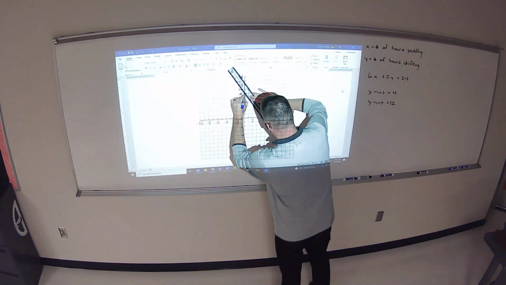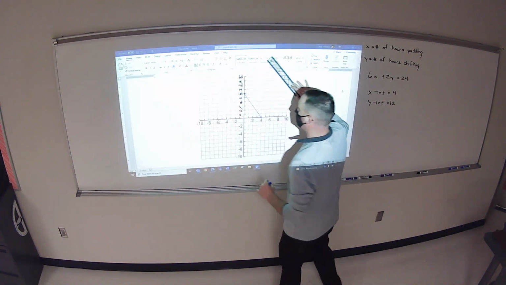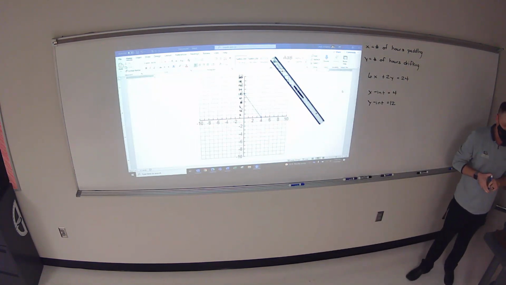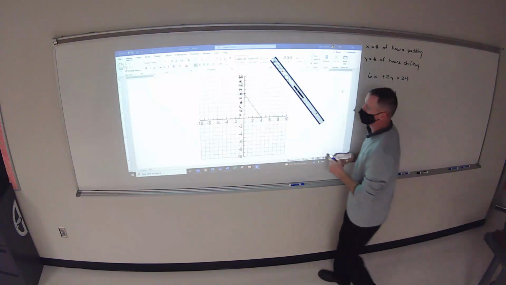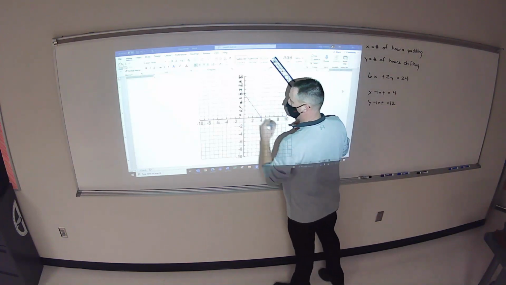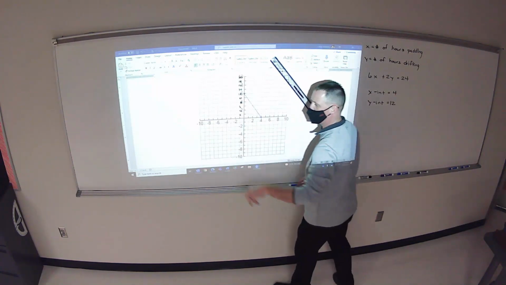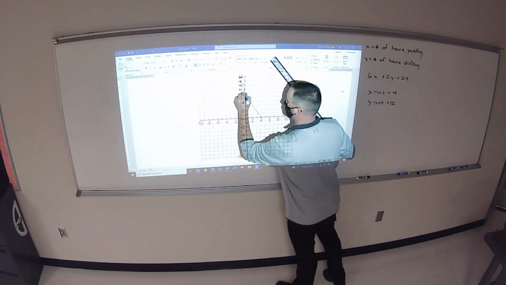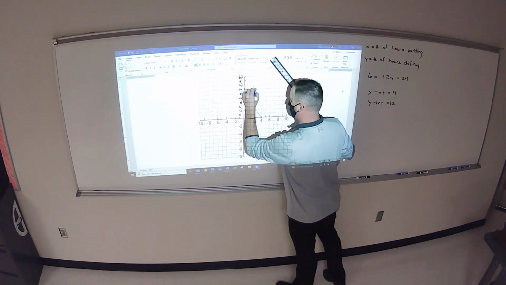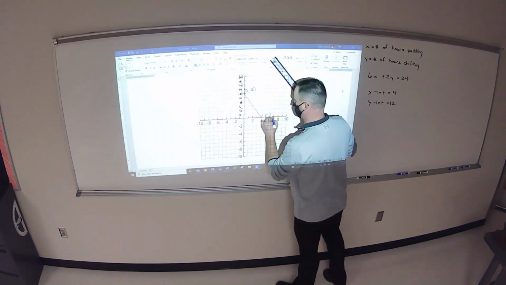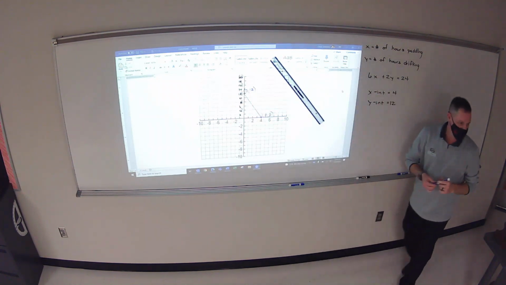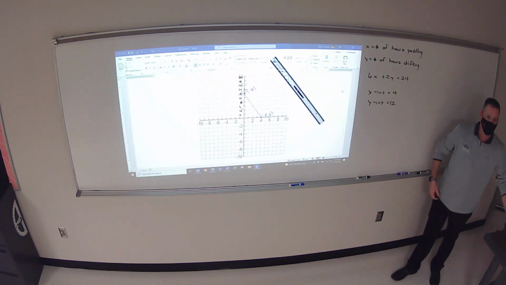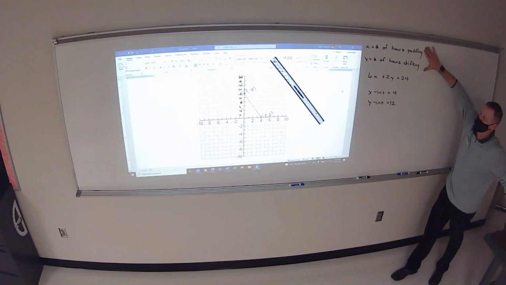Now, the biggest thing for me is to understand how that changes my 3 possible answers. Okay? This is 0, 12, and this still doesn't work. Okay? This is 0, 12. This is 4, 0. Okay, begin with that. What does this mean? 4, 0. Chloe, what's 4, 0 mean in my problem with my variables?